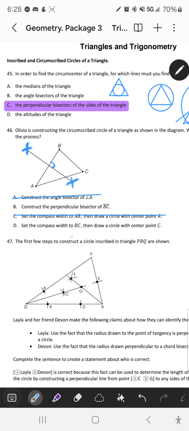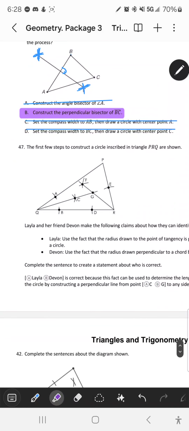Set the compass width to BC, then draw a circle with center point C. Again, the same. That's not what we're looking for. That doesn't have anything to do with what we're looking for. That would just be something like this. So definitely no. Therefore, we need to construct the perpendicular bisector for BC.